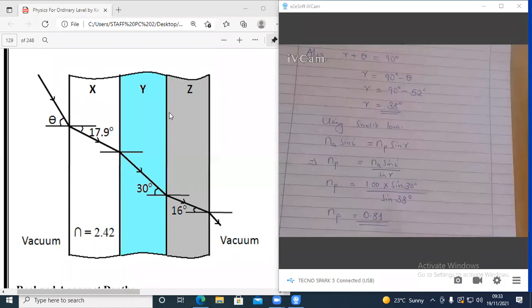So members, is there any question on how to work out this question on a refractive index? Is there any question on that? We are together, right? Okay, that is fine, members.